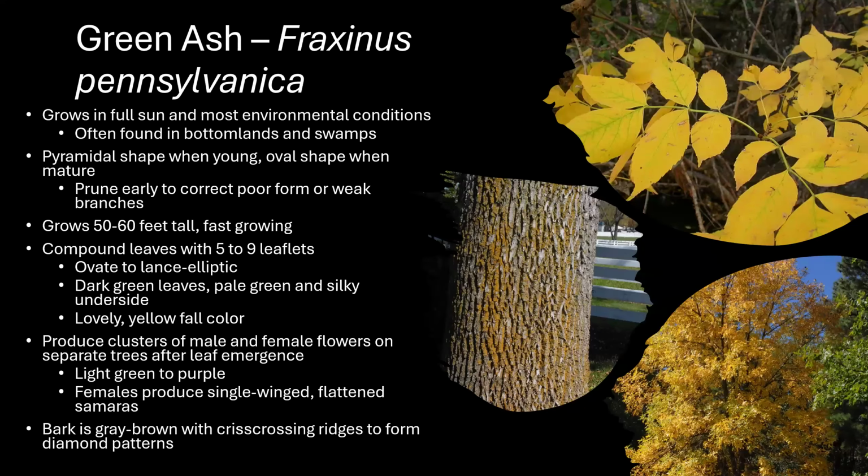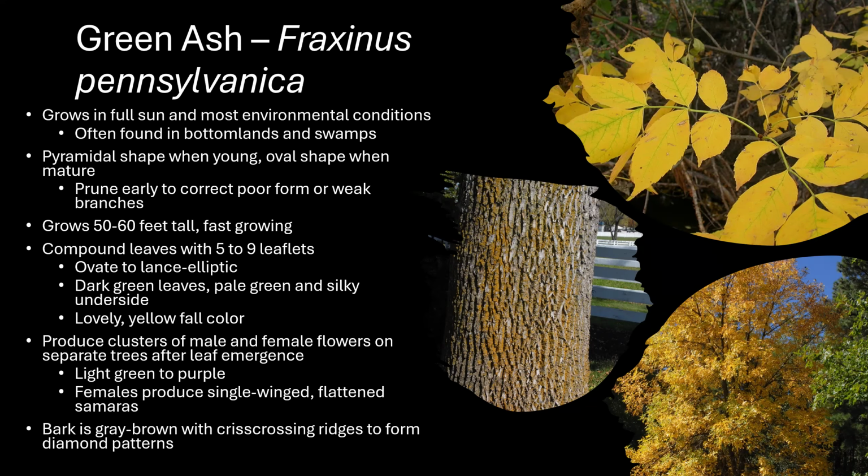This is going to be found more in our bottomlands and swamps of Kentucky. It's found in more full sun and kind of moist environmental conditions. This has more of a pyramidal shape when it's young, and then will develop more of that rounded oval shape when it's mature.